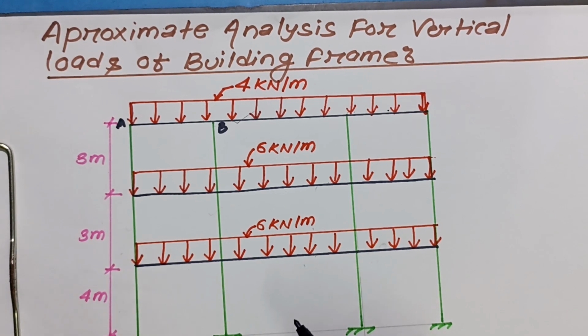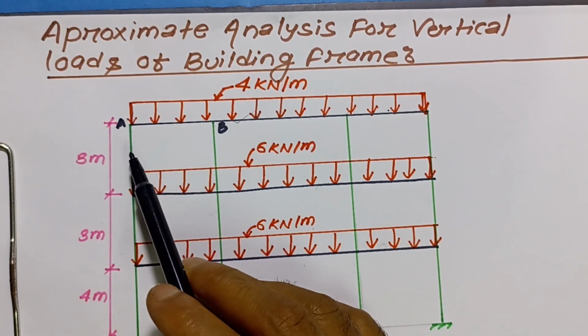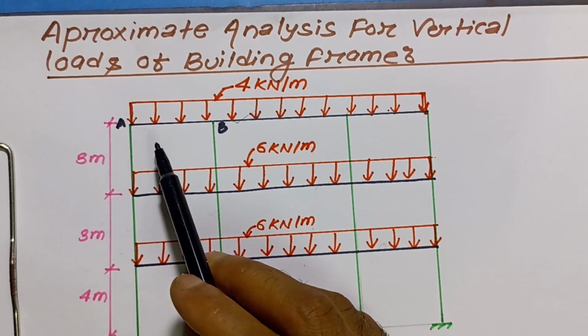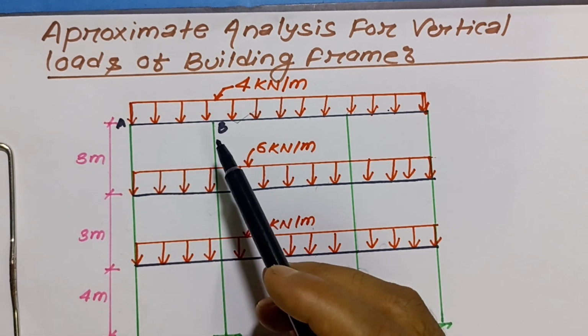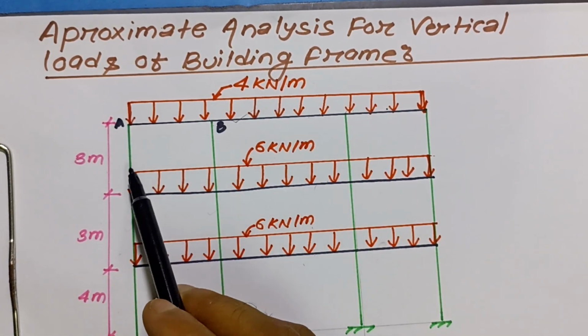Here is example 1, the approximate analysis for the vertical load of the building frame. Here, we will analyze only the vertical load of the building frame, okay? There is not any horizontal load because the girder and the column are rigidly connected. That means it can withstand the load from the earthquake, wind, etc. Let's say this one is girder, this one is column, okay?